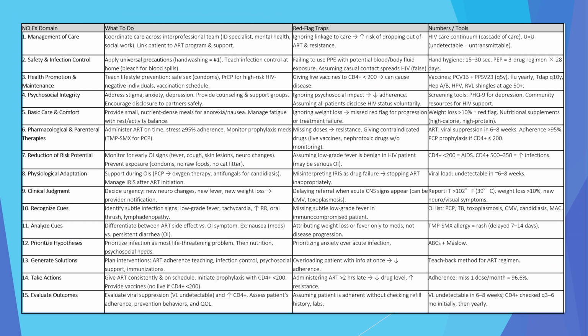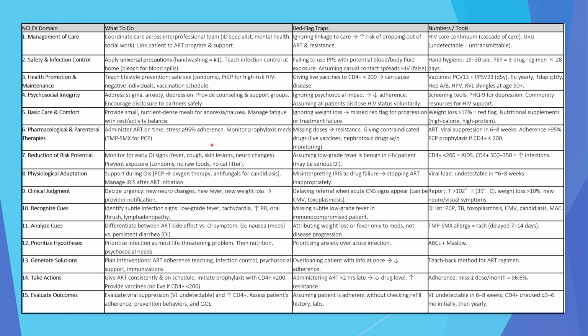We go next. Here I put it a little bit differently and more. Again, we are on those 15 domains. Let's see basic care. Provide small nutrient-dense meals for anorexia, nausea, and manage fatigue with rest and activity balance. Ignoring weight loss misses red flags for progression or treatment failure. Weight loss over 10% is a red flag: nutrition supplements, high calorie, high protein, right?